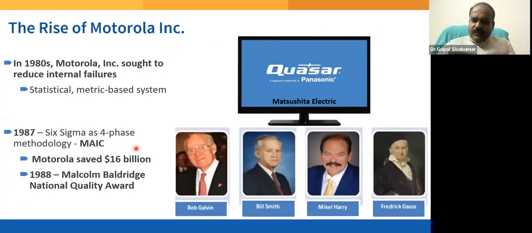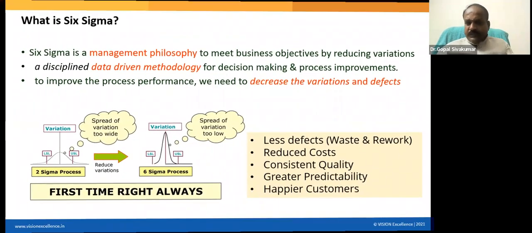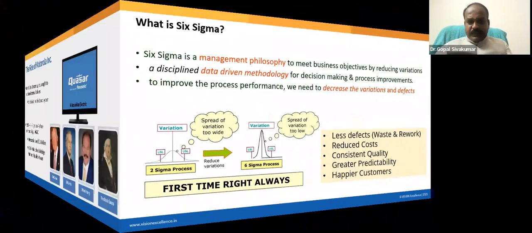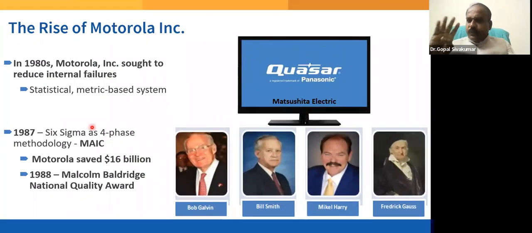Imagine, right after deploying Lean Six Sigma in Motorola, the company could save $16 billion based on various improvement projects. The improvement projects are floated not only in the manufacturing department, but also in the non-manufacturing department, right? And they followed a specific methodology called DMAIC. I've written only MAIC because at the time of inception, it had only 4 phases.